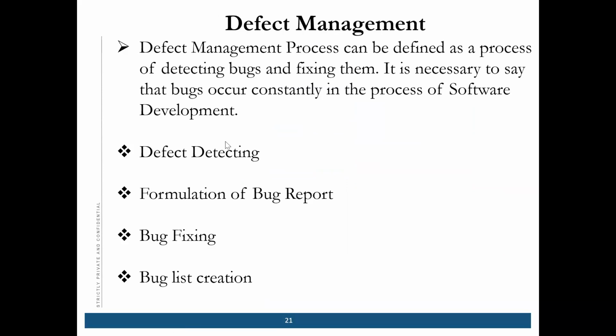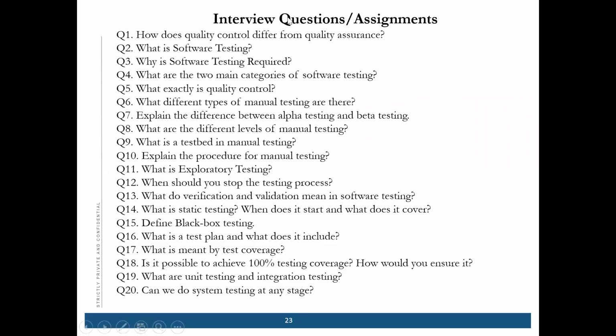So about this defect management, we have covered the defect life cycle. Now defect detecting, formulation of the defect bug report, bug fixing and bug list creation, these things we will do in the next class. And then there are interview questions, please go through each and everything. I know I cannot take everything in one class, but I wanted to start Java in the next class. If it is possible, we will start the Java class in the very next class. Otherwise, if you have any doubt, we will take half the class for doubt clearing.